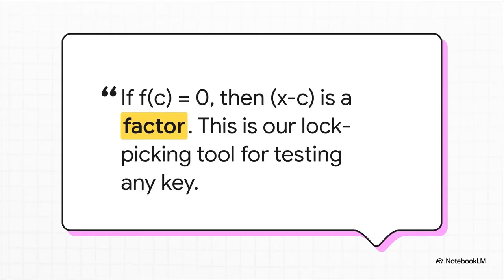This right here, this is the core idea. It's basically a simple test. You pick a number, c, you plug it into your polynomial, and if the whole thing crunches down to 0, then bam, you just found a factor, x minus c. This is literally our lock-picking tool. It lets us try the keys.